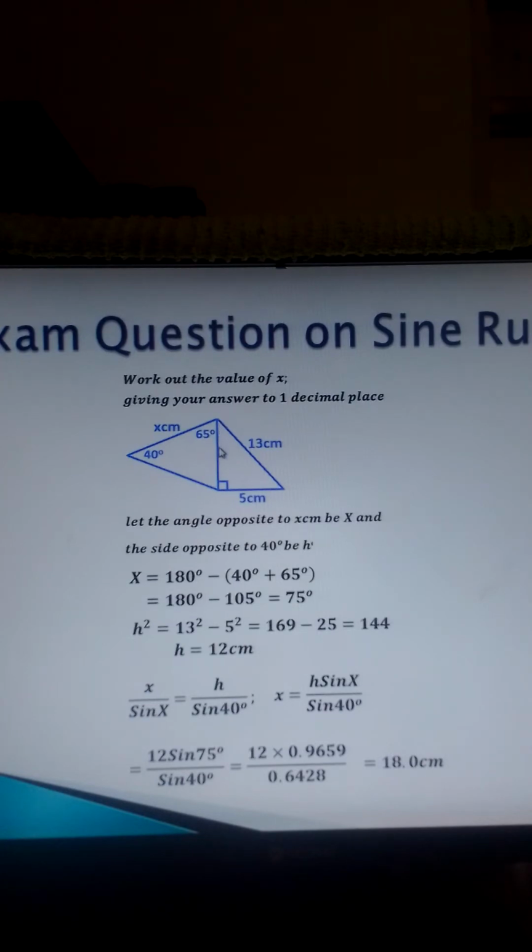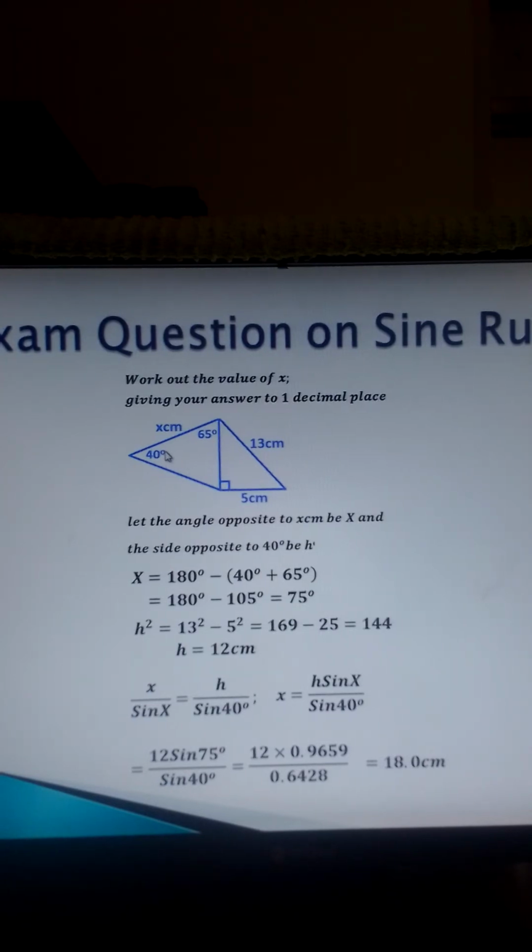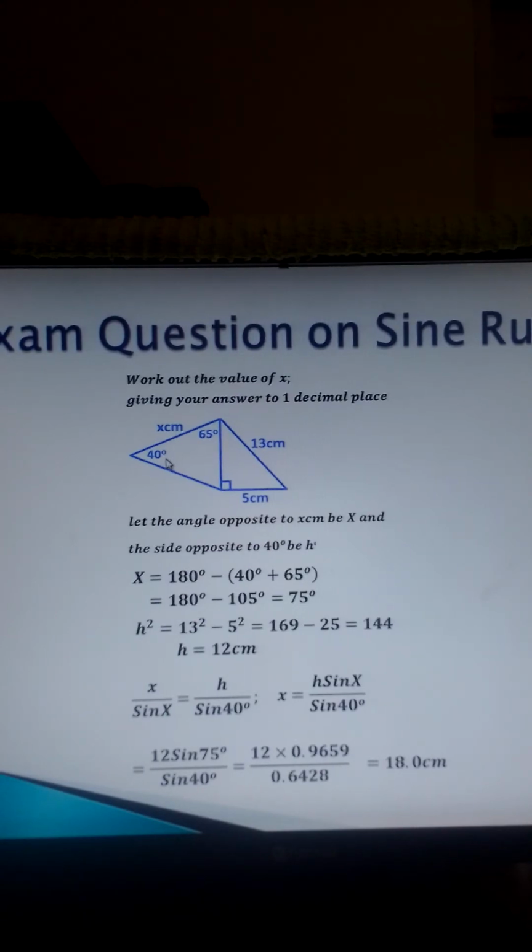Since we have this length h, and this angle 40 degrees, and we know this angle is 75 degrees, we can use the sine rule to get the value of x. So we can say that this distance x centimeters divided by the sine of this angle X is equal to this distance h divided by the sine of 40 degrees. So x over sine X is equal to h divided by sine 40 degrees.